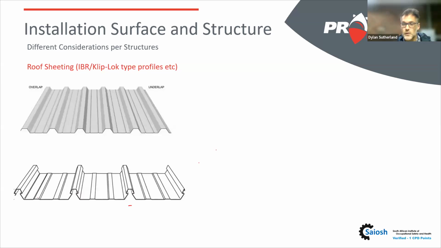The second thing is roof condition. Is the roof in a decent condition? Is it breaking? Is there rust? Have we painted over the rust? We need to be very serious about the roof condition itself, because if the roof's not in a good condition, you can put the best fall arrest system in there, it's just going to pull out.